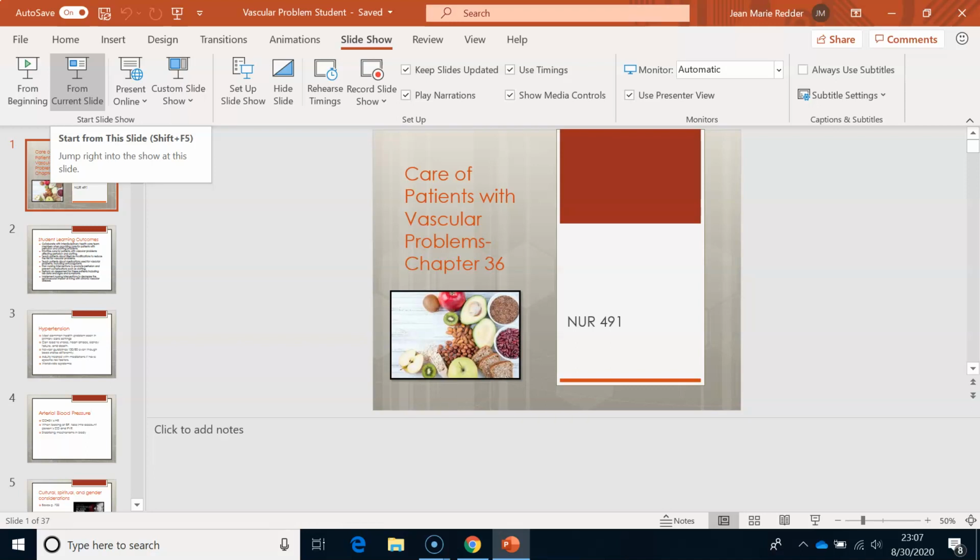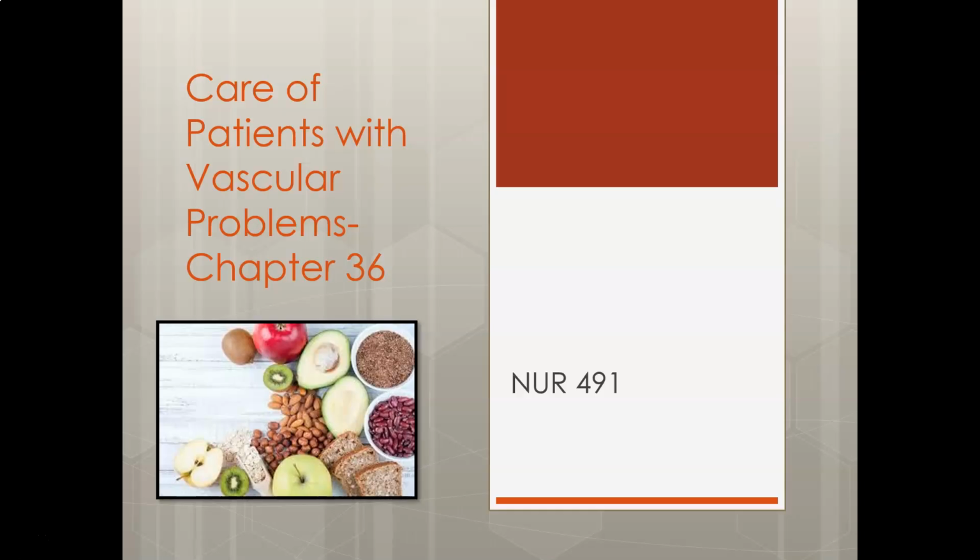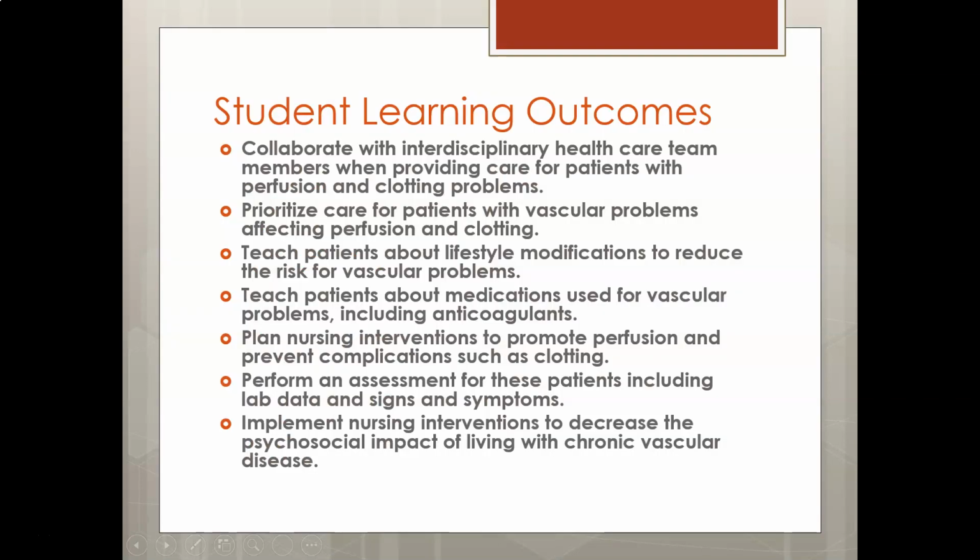Now we're going to be talking about the care of the patient with vascular problems, and this is in chapter 36. So first of all, again, our learning objectives, which you can read through on your own. We're going to be talking about providing care for the patient with perfusion and clotting disorders and problems. We're going to talk about patient care with vascular problems affecting perfusion and clotting.